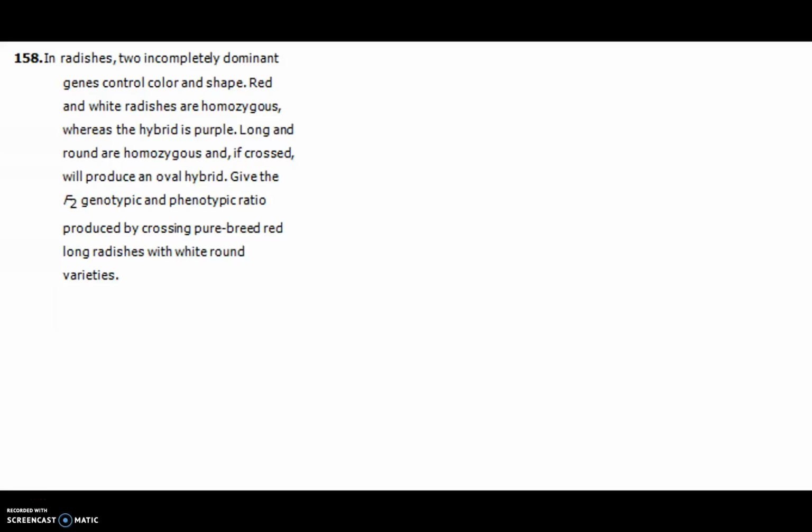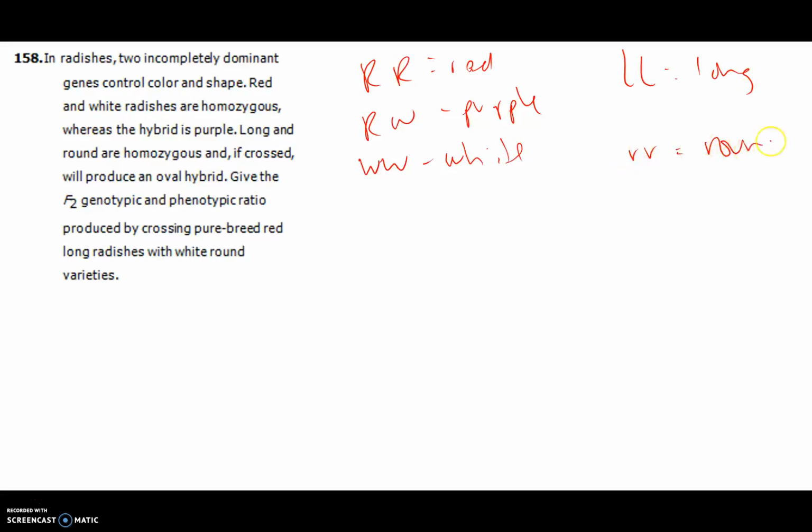And in radishes, 2 incompletely dominant genes control color and shape. Red and white radishes are homozygous, okay? Whereas the hybrid is purple. So this is red, this is white, this is purple. Long and round are homozygous, and if crossed, will produce an oval. Okay. Give the F2 genotypic and phenotypic ratio.